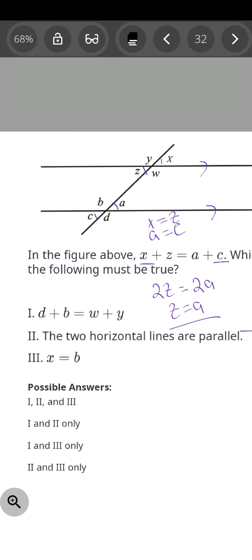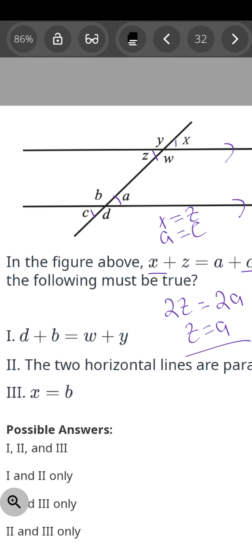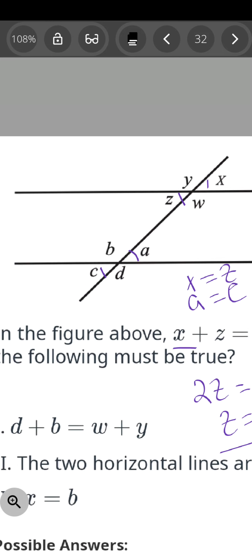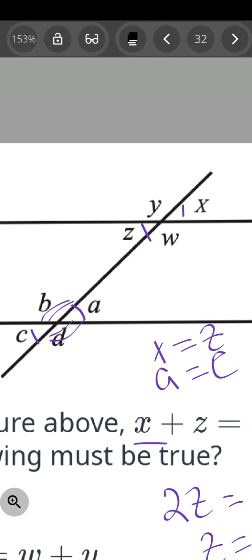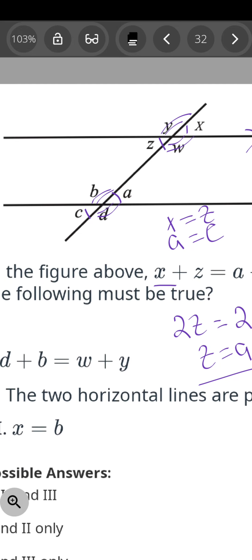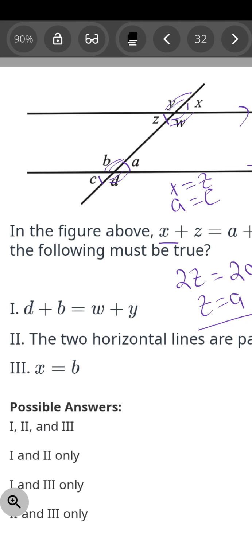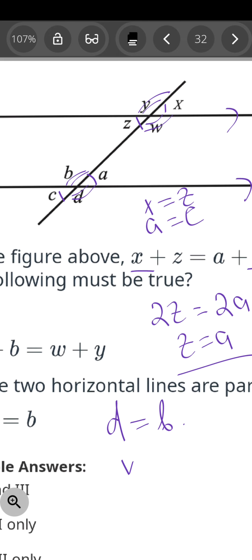And our first statement is that d plus b is equal to w plus y. We can see that d and b are vertical angles, so their measures must be equal, and respectively the angles y and w are vertical, so their measures are also equal. And we can write that d is equal to b and w is equal to y.